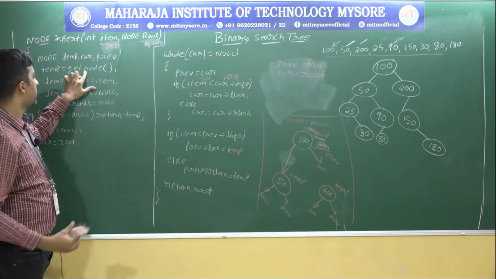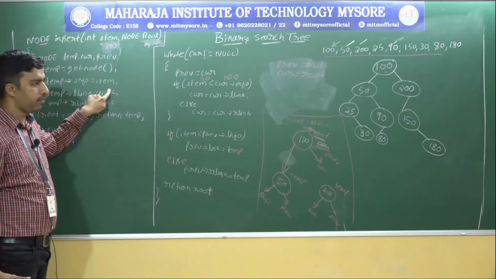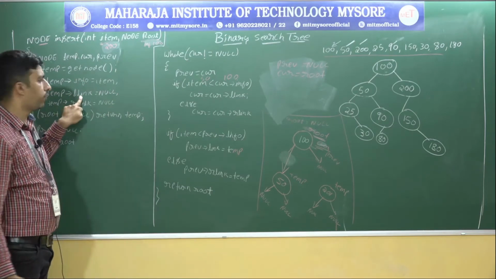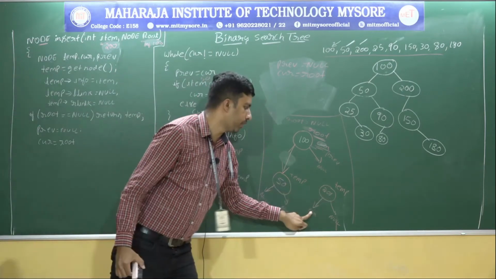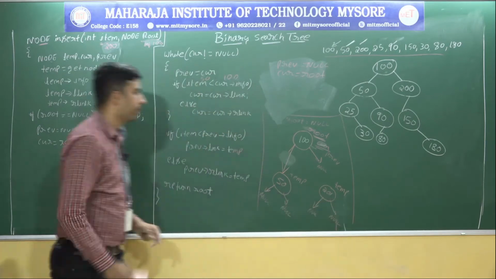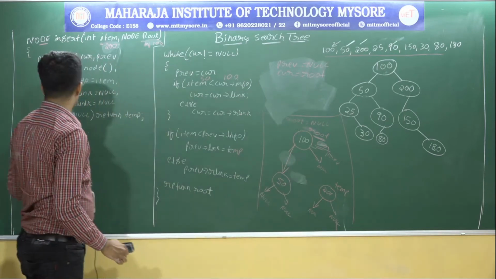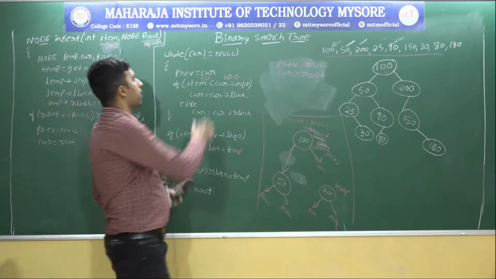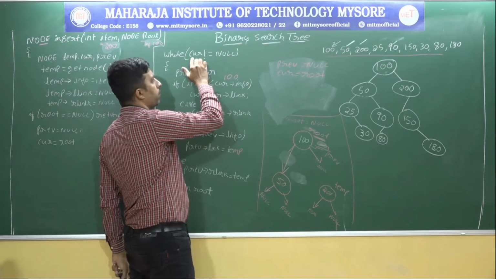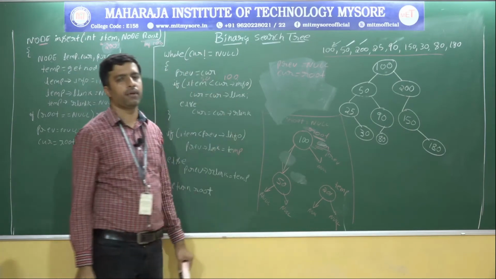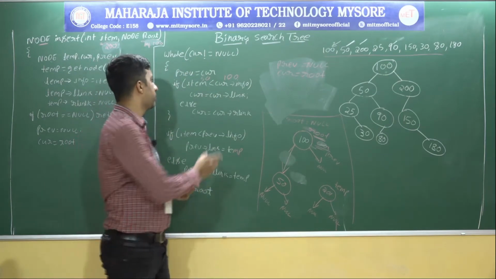Now how to insert it to the right? Temp gets created. Temp of info is item, filled with 200. Temp of left link is null. Temp of right link is null. This is over. Now checking that one: I am supposed to run while current of link is not equal to null.